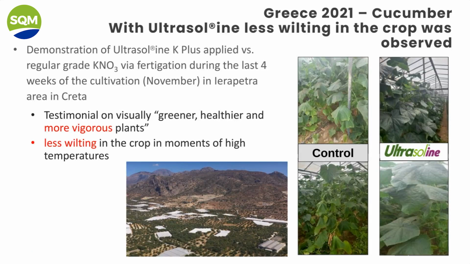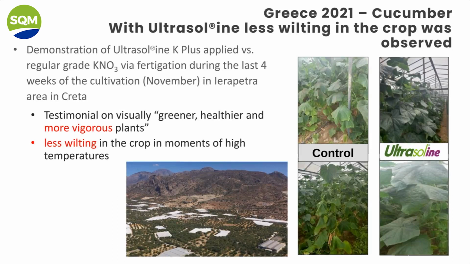And also related to that, of course, we absolutely wanted to evaluate ultrasaline in Greece and the Mediterranean in general, which also faces challenging conditions related to heat. Here we just had a demonstration of ultrasaline K+, also only applied in the last part of the cultivation, in this case at Hierapetra in Crete. And the farmer, although he mentioned also a yield increase between 6 and 8%, mainly testified that it struck him that visually we clearly saw greener, healthier, and more vigorous plants. And especially in periods of high temperatures, he saw less wilting.